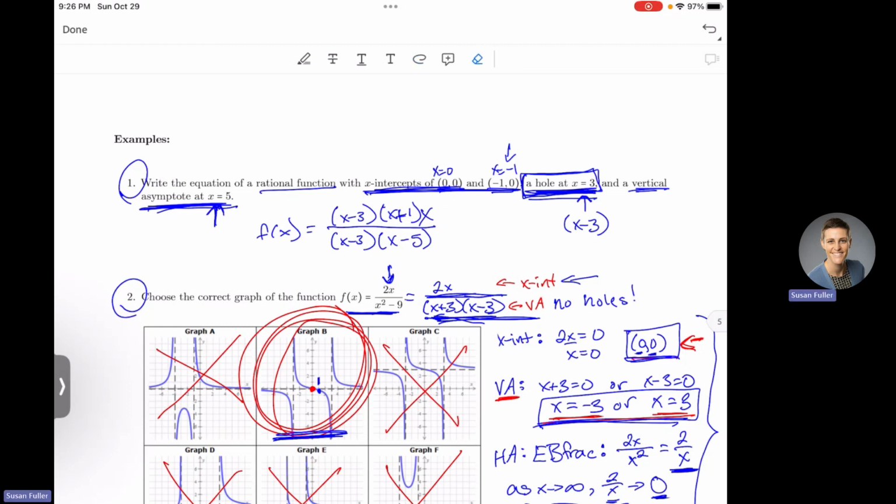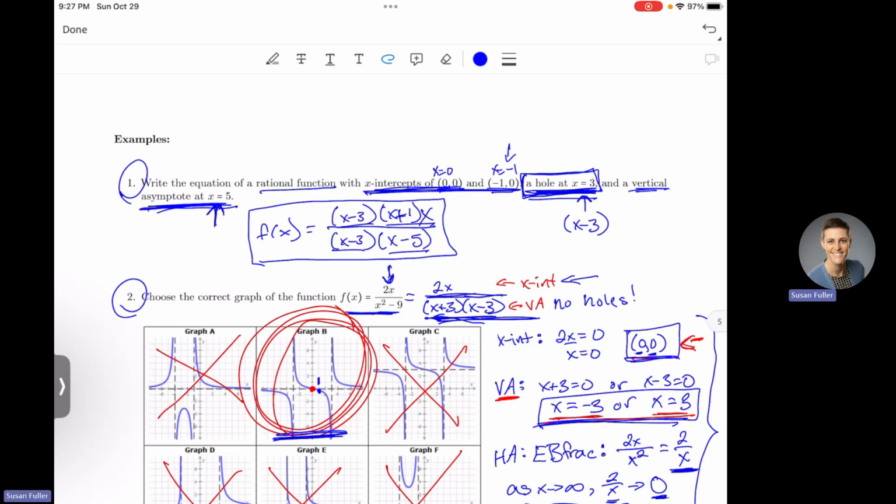And so here's my function. F of x is equal to x times x plus 1, all over x minus 3 times x minus 5. We've got the canceling, our vertical asymptote, and our x-intercepts. And just leave it factored. I don't want you to multiply any of that out. I'm just looking for where things are coming from.